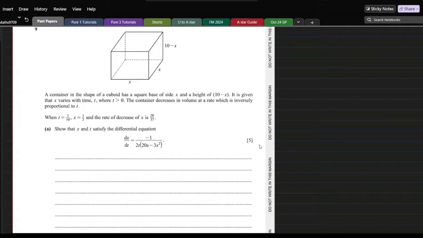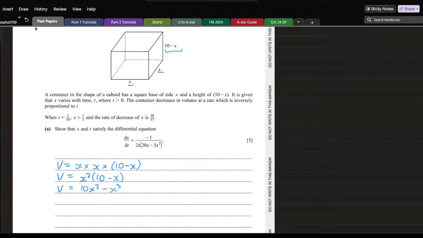Alright, a lot is going on over here. Let's break it down step by step. So we've got a cuboid which has got a square base of x times x, and then that cuboid has a height of 10 minus x. So if we wanted the volume of our cuboid, we'd say x squared times 10 minus x, which we can further simplify to 10x squared minus x cubed. Alright, so that's the first part.